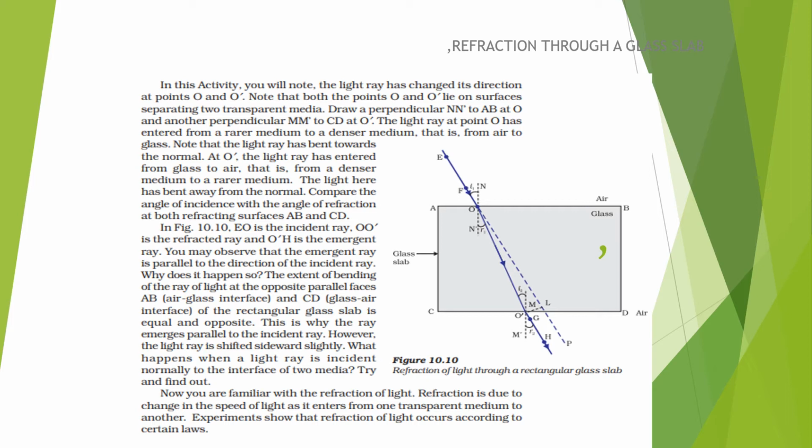Why are these parallel? The extent of bending of the ray of light at the opposite parallel faces AB and CD of the rectangular glass slab is equal and opposite. This is why the emergent ray and the incident ray are parallel. However, the light ray is shifted sideward slightly.